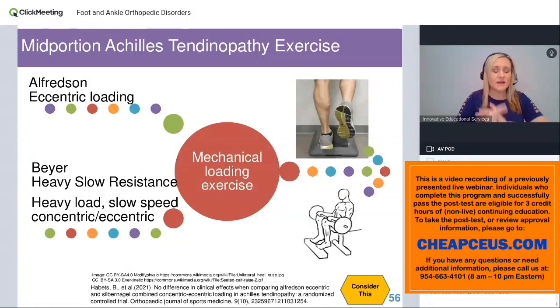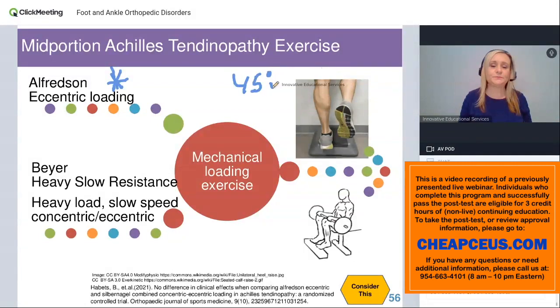In terms of the exercises, I have no doubt everyone's doing this. You just might be calling it something different. So the Alfredson eccentric loading protocol is looking at having the patient, like in the right image here, use their uninvolved extremity to rise up on the step. They're going to switch to their involved extremity, eccentrically lower down, and then flip back. The goal is for the individual to do 3 sets of 15 with the knee extended and then the knee flexed to about 45 degrees.